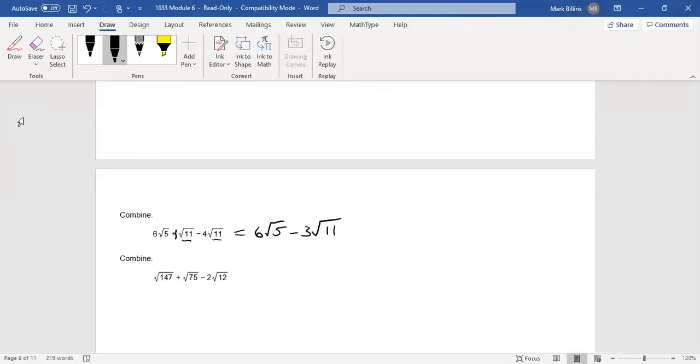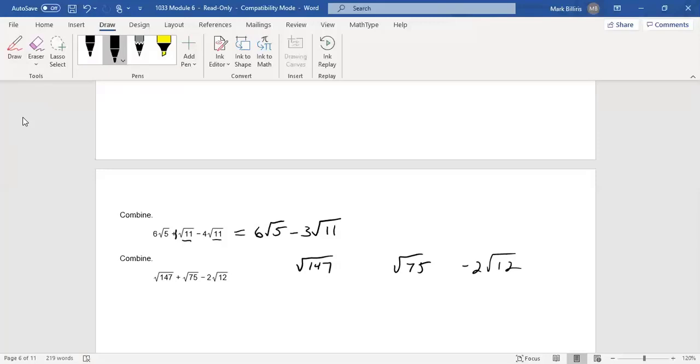In our next example, we have the square root of 147 plus the square root of 75 minus 2 square roots of 12. So what you need to do first is simplify each one. Depending on what technique you're going to use is up to you. So we have the square root of 147 that we need to break down. We have the square root of 75 that we need to break down. And we have minus 2 square roots of 12 that we're going to break down. So what I'm going to do is go ahead and use the first technique we talked about whenever we were simplifying, and that's by choosing the highest perfect square factor.